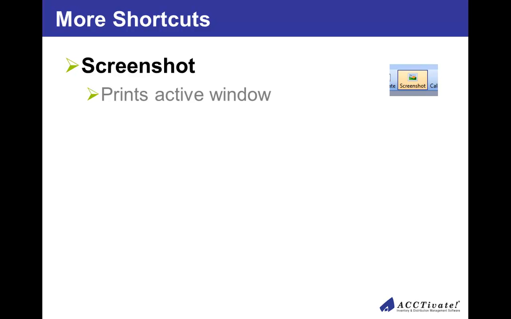So rather than creating a Crystal report or an Excel query or something to get data, one option is to just simply set up the screenshot button and use that. Okay, and that goes to your default Windows printer.